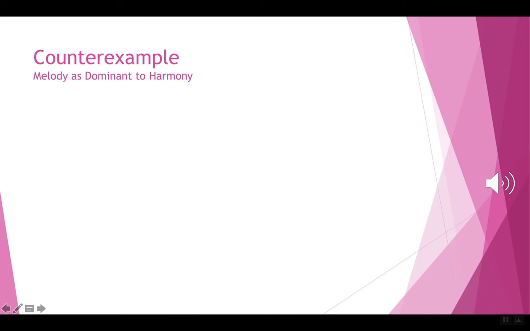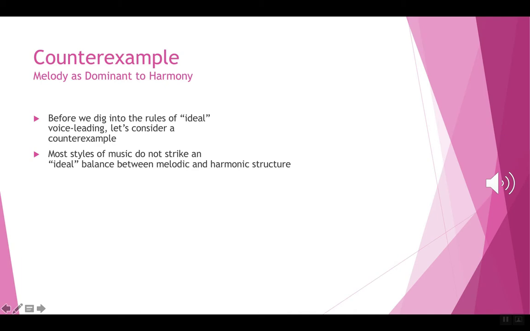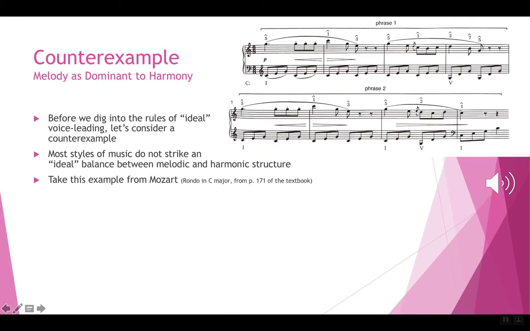So, in this slide, we will look at a counterexample, a case in which melody is dominant to harmony, by which I mean more important, not dominant in the sense of dominant and tonic. So before we dig into the rules of ideal voice leading, we are going to consider a counterexample. Most styles of music do not strike an ideal balance between melodic and harmonic structure. And we can take this example from Mozart, from Rondo in C, which is also in our textbook on page 171.